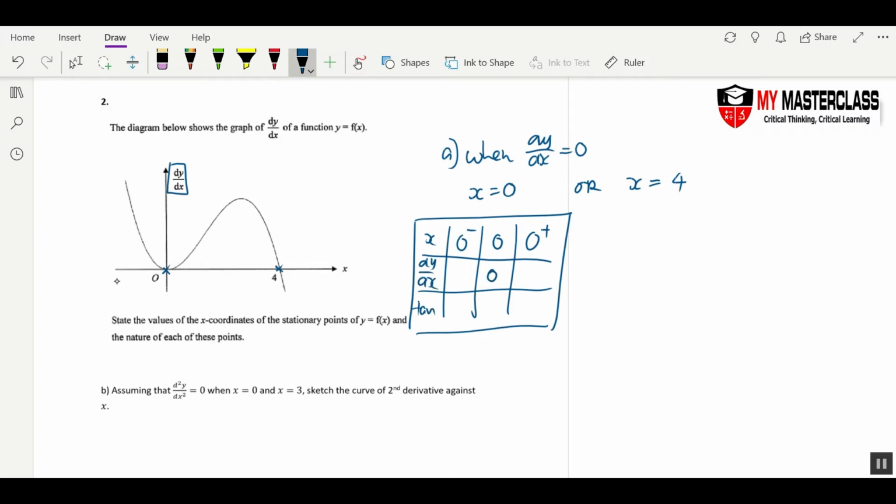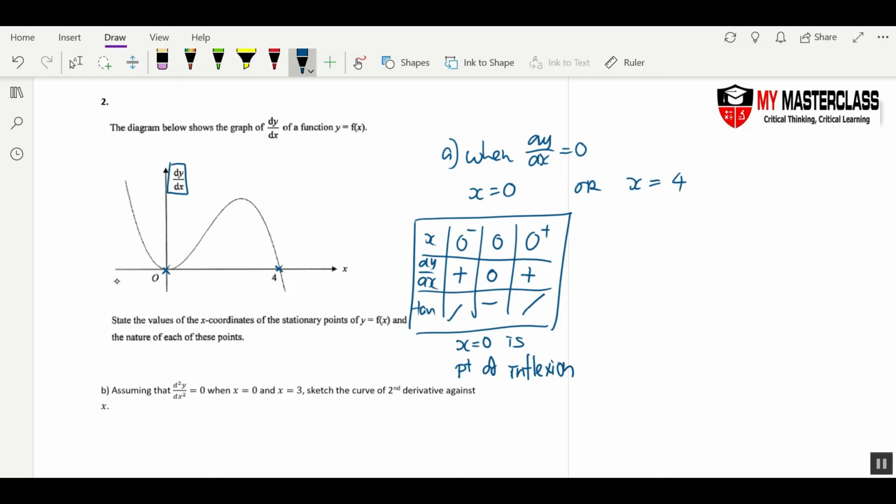Okay, dy dx is 0, flat. On the left side of 0, dy dx is positive or negative? Positive, even though it's going downwards. Then on the right side, also positive because it's just in the positive region. So it's up, flat, up. So x equals 0 is a point of inflection. Easy already. After you do it 2 times, you'll find that it's easy already.